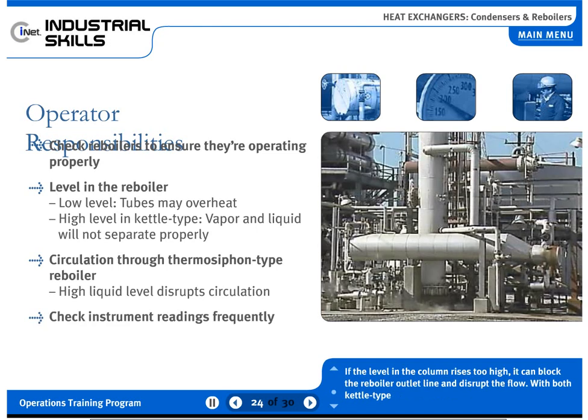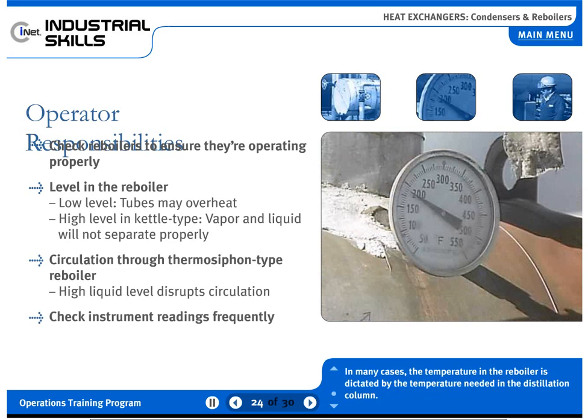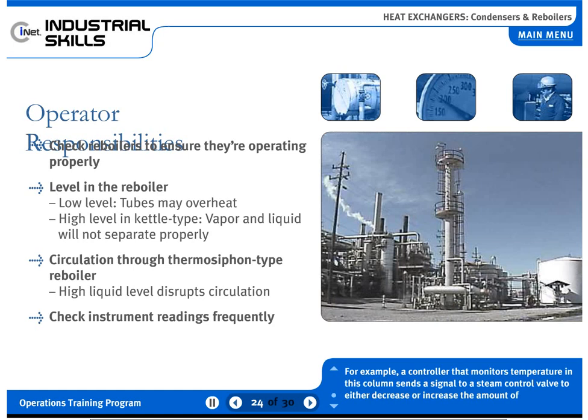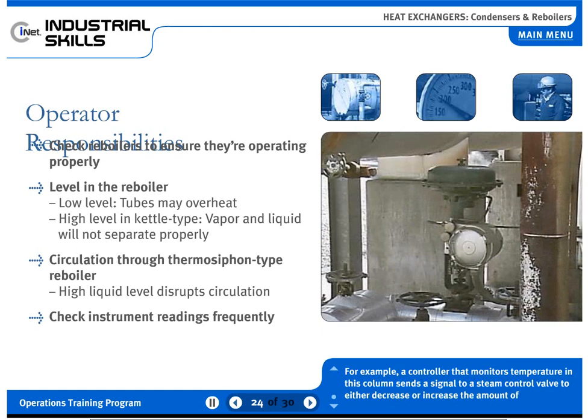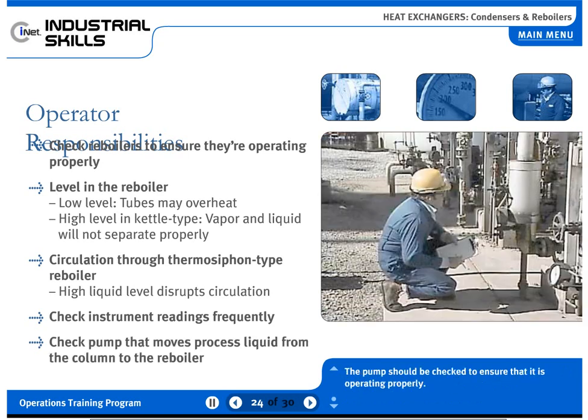With both kettle-type and thermosiphon reboilers, instrument readings should be checked frequently. In many cases, the temperature in the reboiler is dictated by the temperature needed in the distillation column. For example, a controller that monitors temperature in this column sends a signal to a steam control valve to either decrease or increase the amount of steam flow to the reboiler. On many kettle-type reboilers, the process liquid is pumped from the column to the reboiler by a pump. The pump should be checked to ensure that it is operating properly.